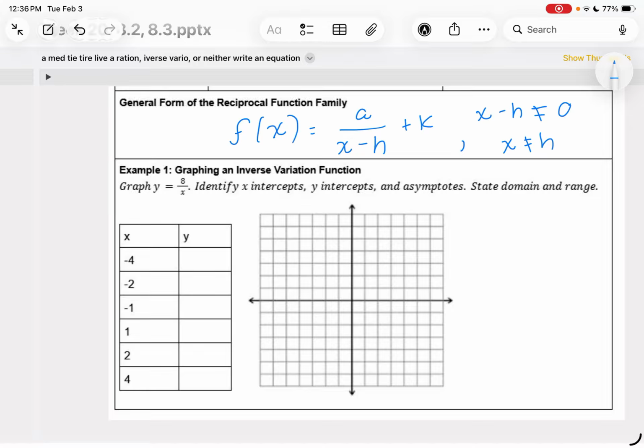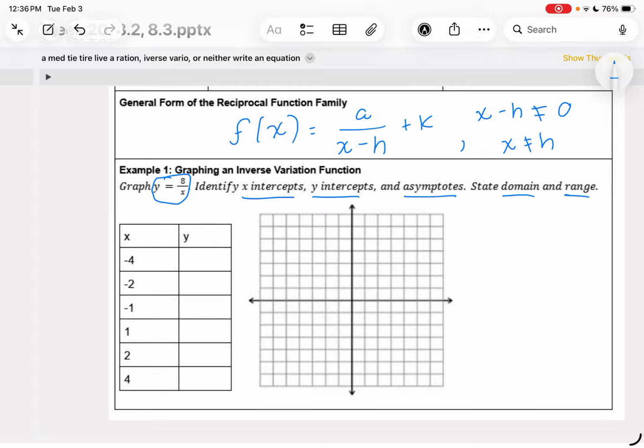Okay, all right, so like we did on the last one, I want you to pause the video, type this equation into your y equals in your calculator, find that table, and then graph it. I want you to tell me the x-intercepts, the y-intercepts, and the asymptotes. Okay, and tell me the domain and range. So let's pause, go ahead and do that, and then we'll come back together and check it.